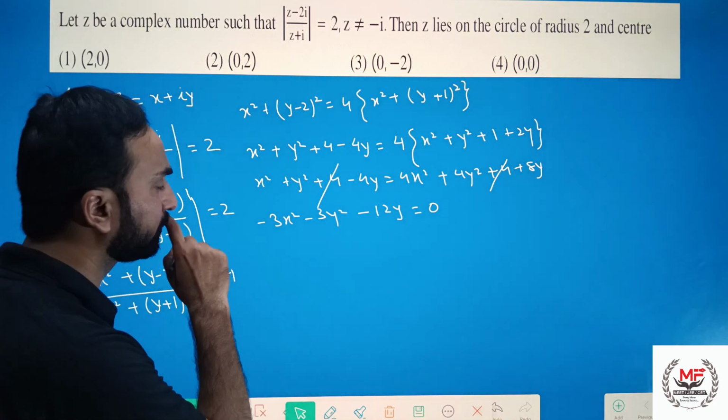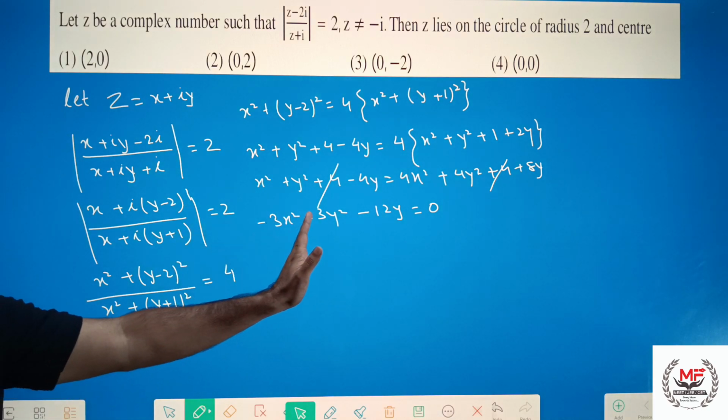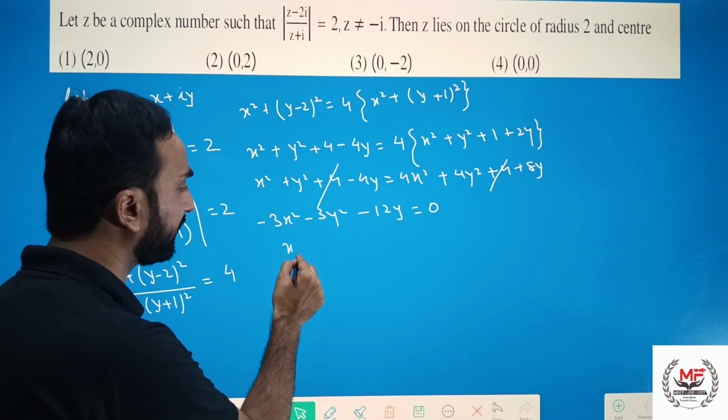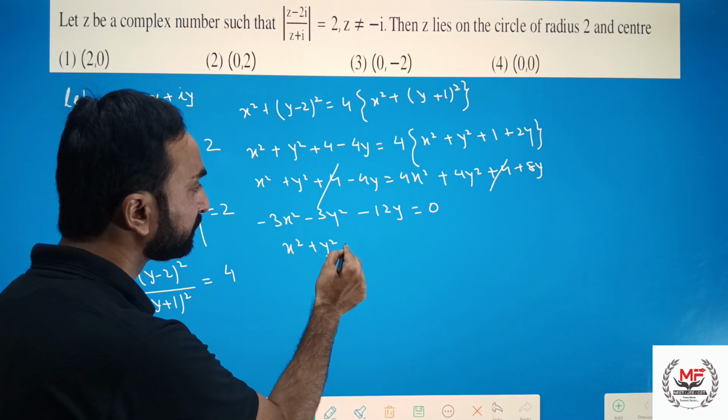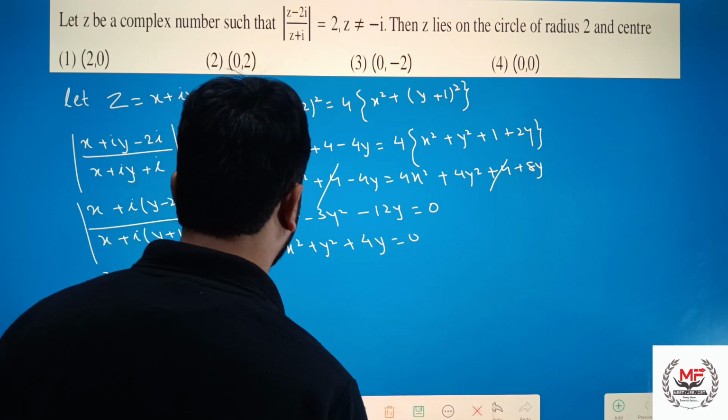Now I can write it by taking minus 3 common, and we will change the sign so that x square and y square will become positive. So what I can write is x square plus y square plus 4y is equal to 0.